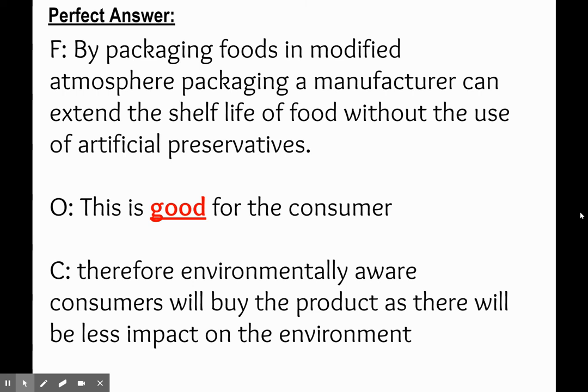Another example, by packaging foods in modified atmosphere packaging, a manufacturer can extend the shelf life of a food without the use of artificial preservatives. This is good for the consumer, as therefore environmentally aware consumers will buy the product, as there will be less impact on the environment. I have made sure I've used my right layout, and I've also linked it back to the consumer, and I've made sure I've got an opinion in here.